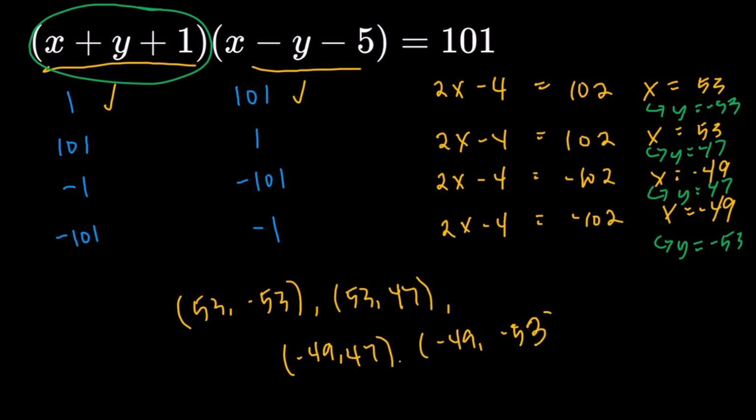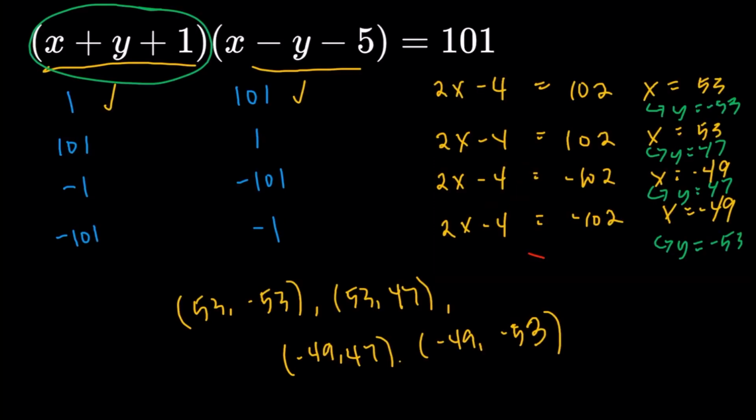Now, these are the 4 integer pairs, but we're just asking for how many. So in this case, we're going to get an answer of 4. But just in case you guys are interested as to what the solutions are, it's going to be these 4.